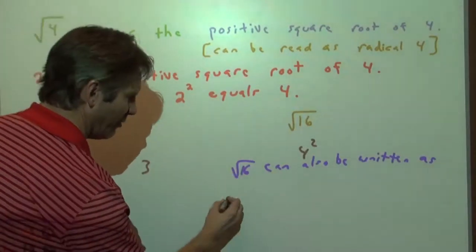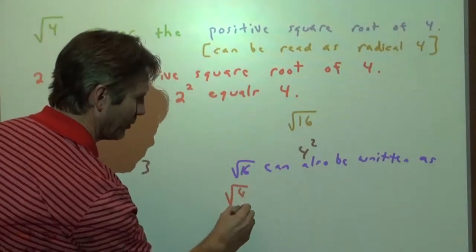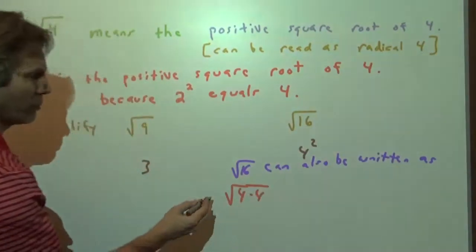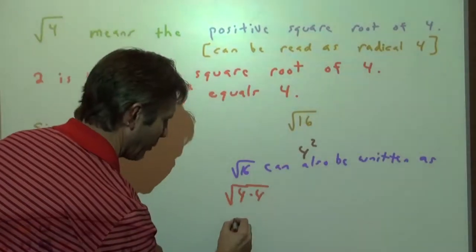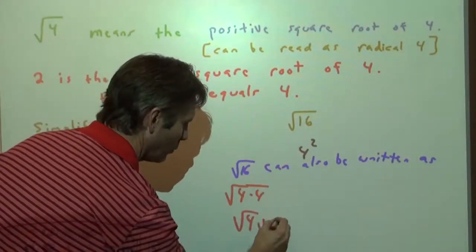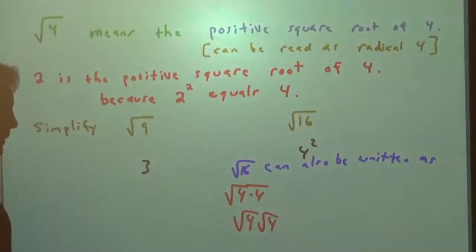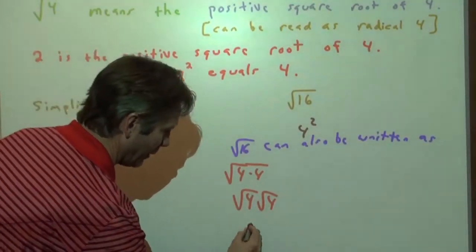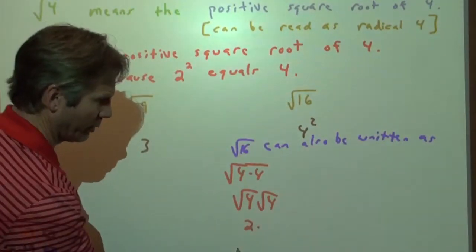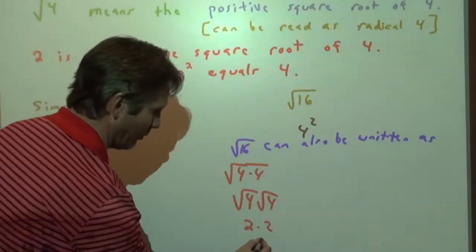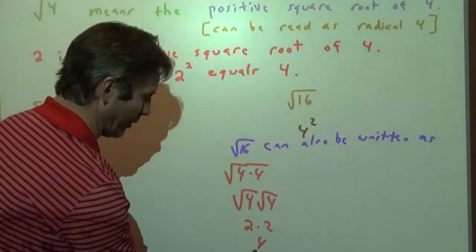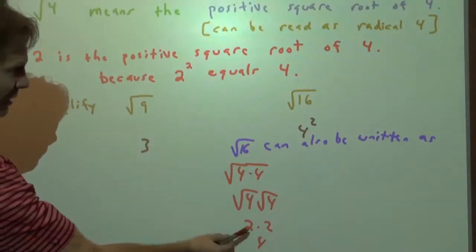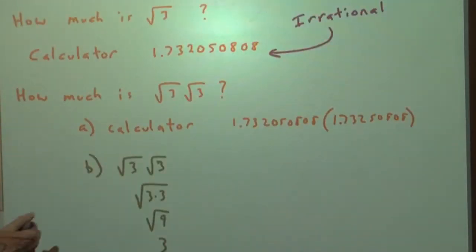We can write this as two factors that are also radicals. Radical 4, well, in fact, let's do it this way. We can write this as radical 4 times radical 4, and with radicals, it's okay to make them separate radicals and multiply them together. And then we can reason that the principal square root of 4 is 2, times the principal square root of 4 is also 2. So 2 times 2 is 4. So it's another way to justify that the square root of 16, the radical of 16, is 4.